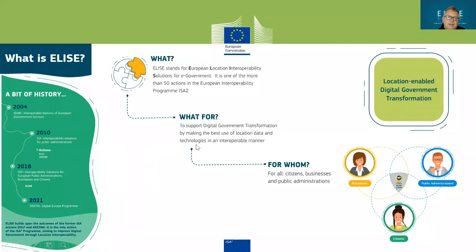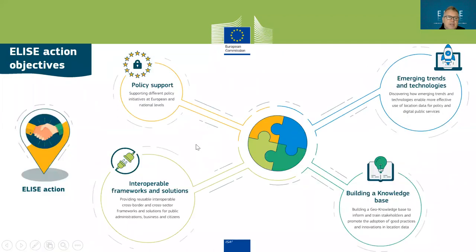As you can see on the next slide, there are four main objective areas of ELISE. One is supporting different policy initiatives at European and national level. Then providing reusable, interoperable cross-border and cross-sector frameworks and solutions for public administrations, businesses, and citizens. Discovering how emerging trends and technologies enable more effective use of location data for policy and digital public services. And last but not least, building a knowledge base to inform and train stakeholders and to promote the adoption of good practices and innovations in location data.